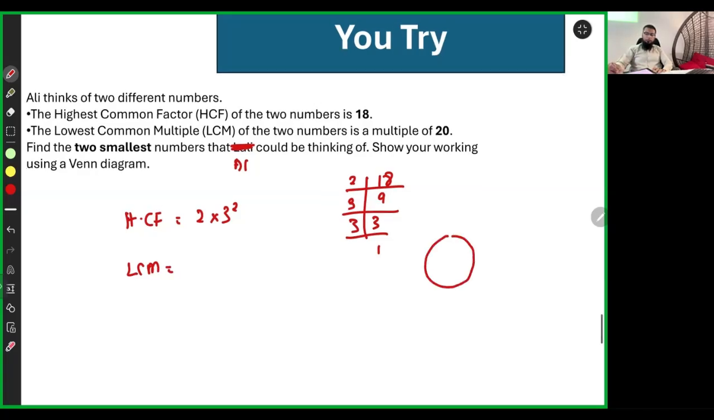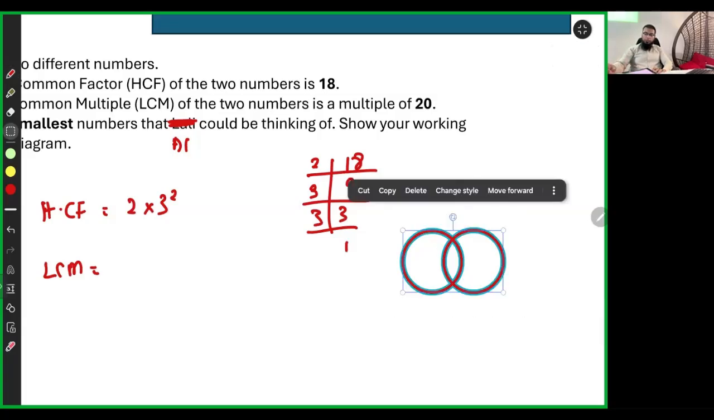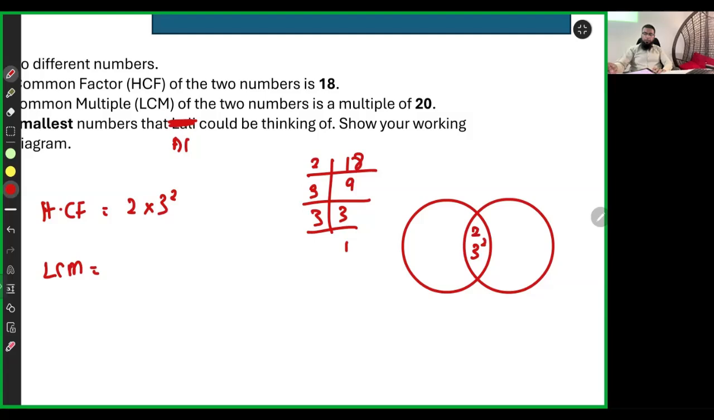तो हम अभी वेन डायग्राम के थ्रू ही, कोई और काम तो कर नहीं सकते, सो वेन डायग्राम के थ्रू ही चलते हैं। सो 2 into 3 squared. MashaAllah, Venn diagram इतनी छोटी बन गई है. So 2, 3 squared. That should be in the middle part. Okay, the first number can be 18, but the next number should be the multiple of 20 and the multiple of 18 as well. And it should be smallest.